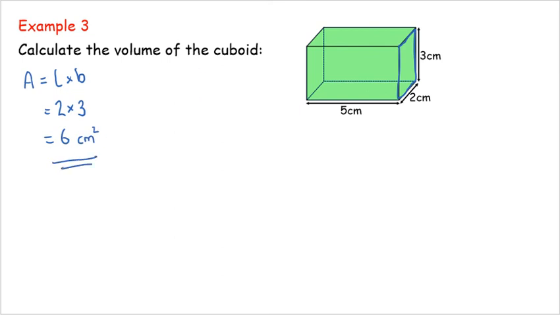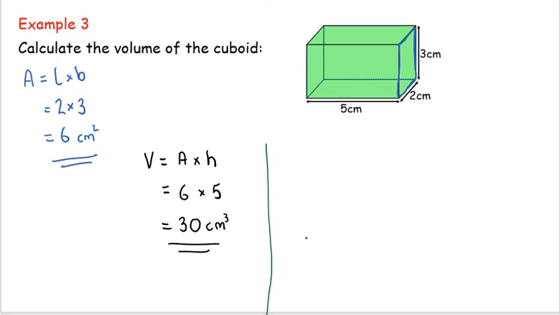There we go. Now, for the volume of this prism, this cuboid, which is a rectangular prism, we do area multiplied by the length of the prism, or the height of the prism. So area, which was 6. So that was for that face on the end. So we want to now imagine that face being pushed all the way through the shape in this direction. So our length is 5, or our height is 5. So 6 times 5, which is 30. And because it's a volume, that's cubic. There we go.